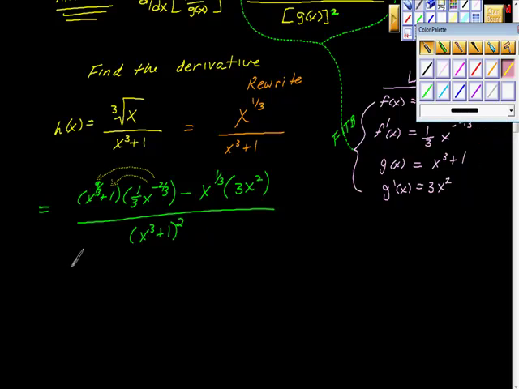So as we do that distribution, we end up with 1/3 x to the 7/3 power, right? Plus 1/3 x to the negative 2/3 power. Okay?